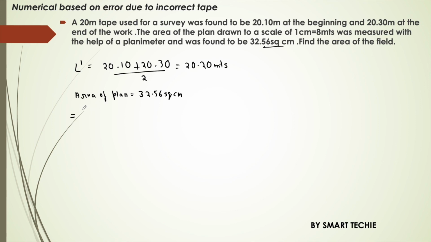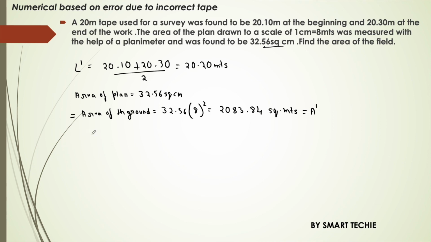So what will I find now? The area of the ground is nothing but 32.56, and what is my scale? 8 meters. I'll take 8 the whole square. So this will give me 2083.84 square meters. This is nothing but the area of the ground.